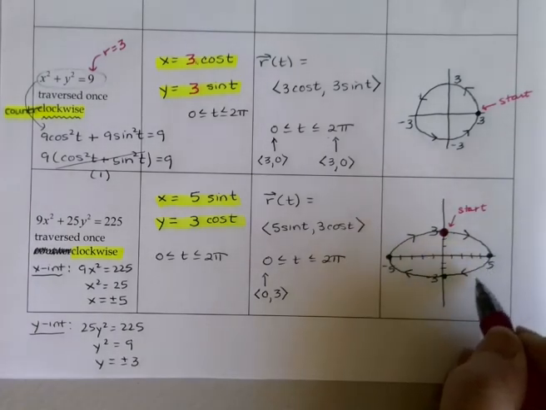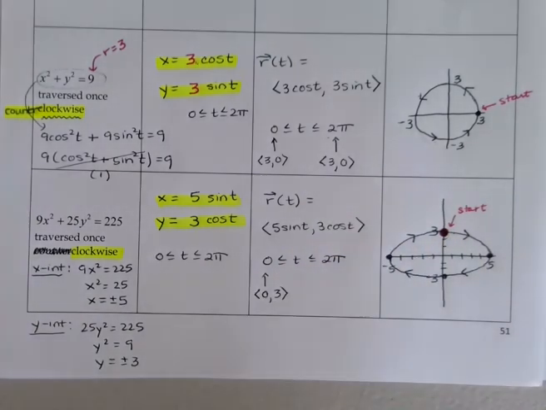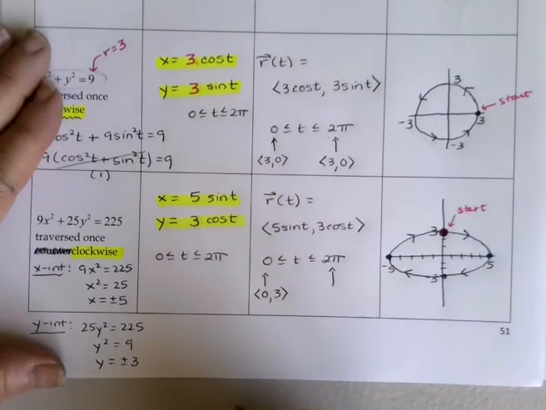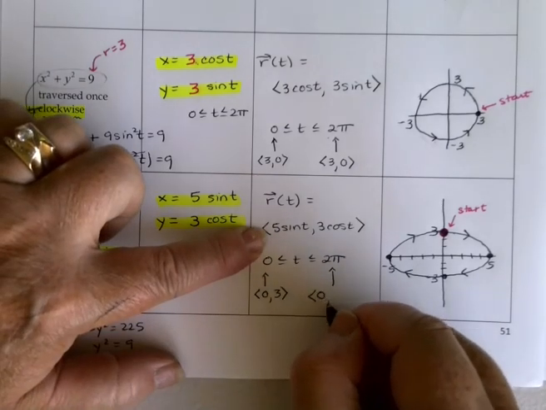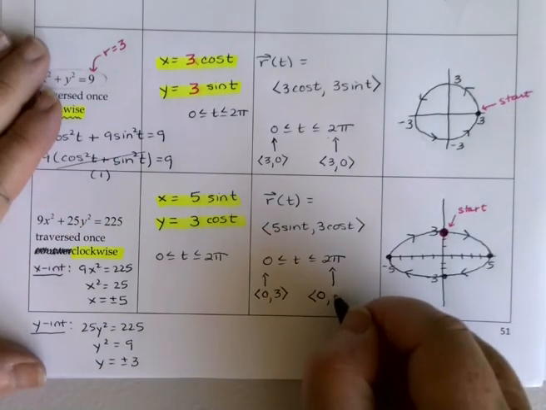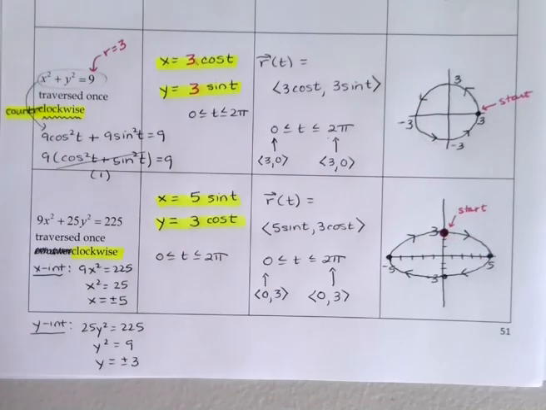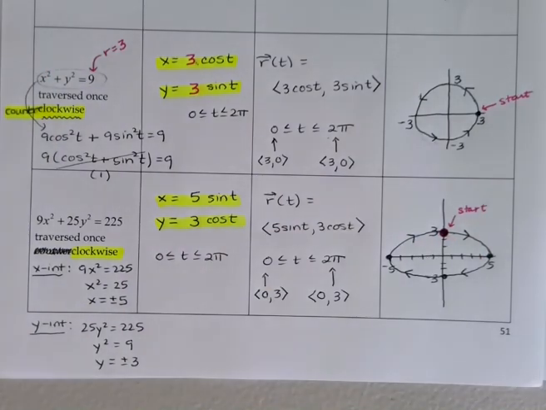We go around clockwise, and by the time we get to 2 pi, we're back to 5 sine 2 pi, which is 0, and 3 cosine 2 pi, which is 3. We're back to starting and ending in the same place again. All right, we will stop there and go on from there in the next video.